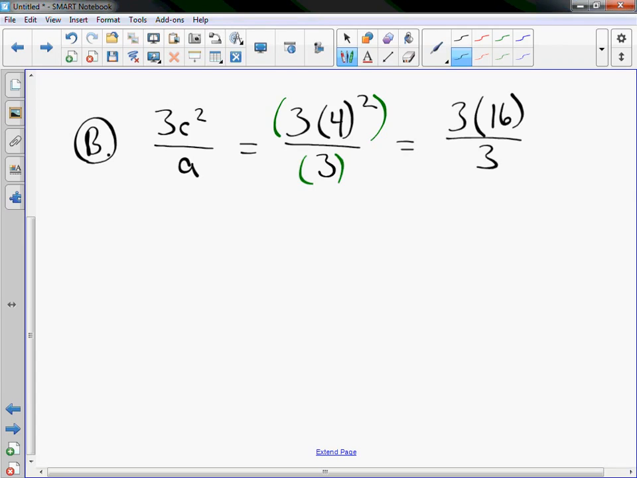Okay, now there's 2 ways to go from here. One way is to take the 3 times the 16 and then divide by 3 in the end. But the faster way is, since I have a 3 in the numerator and a 3 in the denominator, I will cancel those, because 3 divided by 3 is 1, right? So 3 divided by 3 leaves me with a 1. 1 times 16 is 16.